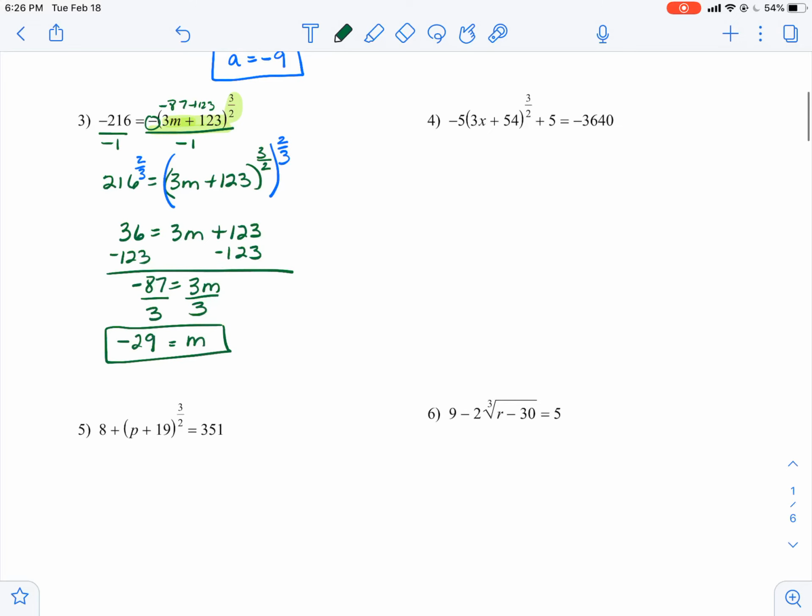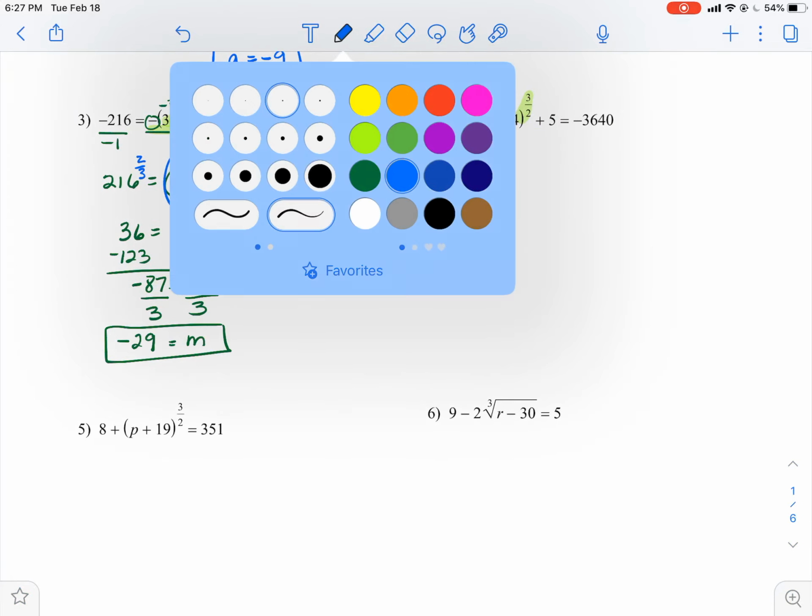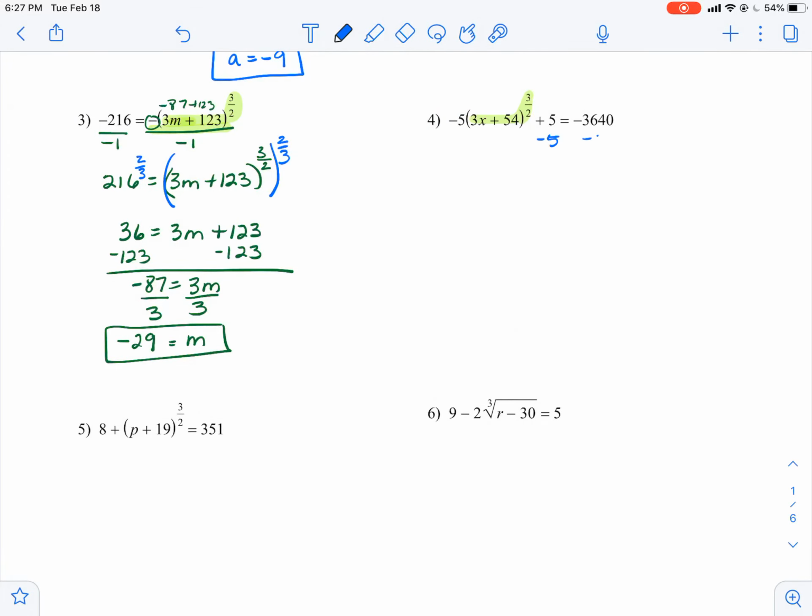Okay, let's do another one here. There's not very much variation in the powers there, but we have another 3/2 one. So I'm going to start off with moving the 5. And that's going to give me -3,645. We're going to divide off the -5. So I still have the 3x plus 54 to the 3/2 equals, and then let's just divide that out.